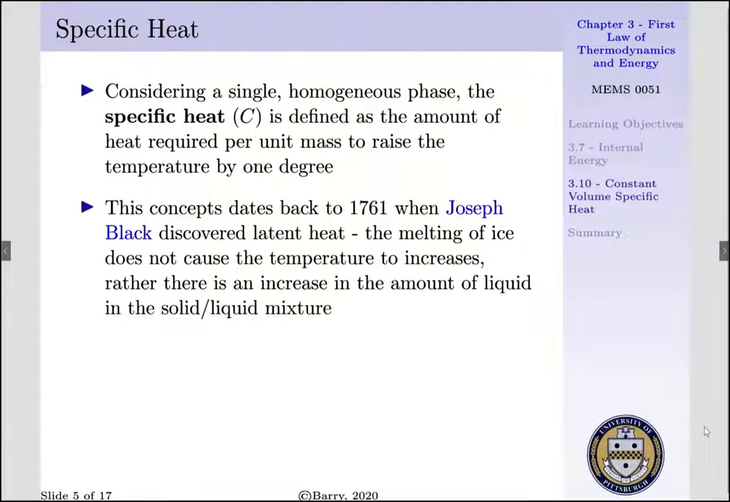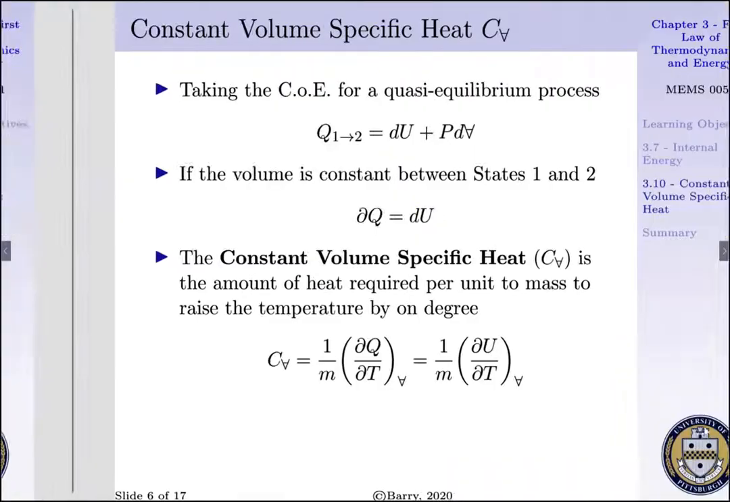Now, if we consider a single, homogeneous phase, the specific heat, defined by variable C, is the amount of heat required per unit mass to raise our temperature 1 degree. And this concept goes back to 1761, when Joseph Black discovered the latent heat of materials. That is, when ice melts, it does not cause the temperature to increase, rather there's an increase of the amount of liquid that forms. This concept is very similar to a vapor dome. We have a constant temperature process as we move from a saturated liquid to a saturated vapor state.